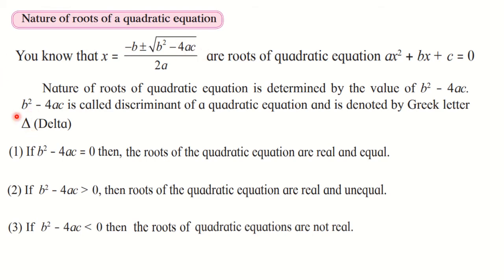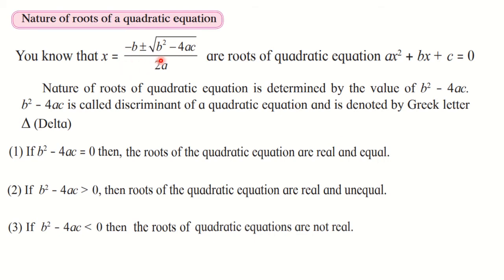Either delta, that means b square minus 4ac, is 0. If it is becoming 0, then what are we going to get here? Minus b upon 2a. So we are going to get only one root. That means the roots of the quadratic equation are real and equal. Both the roots are the same.